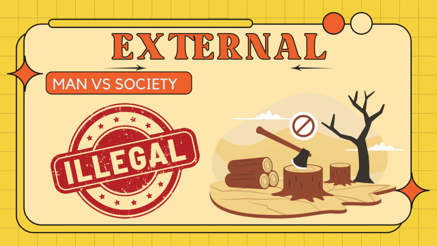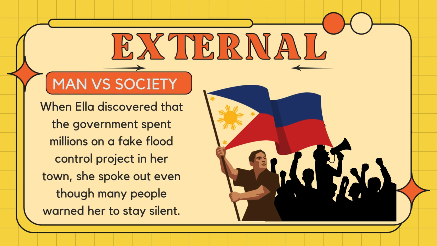Okay, so we have an example here. When Ella discovered that the government spent millions on a fake flood control project in her town, she spoke out even though many people warned her to stay silent. What Ella did was a brave act. Just because you're comfortable doesn't mean you won't fight for the taxes that was stolen. Remember, staying silent only empowers the oppressor and never the victim. And that is an example of man versus society.